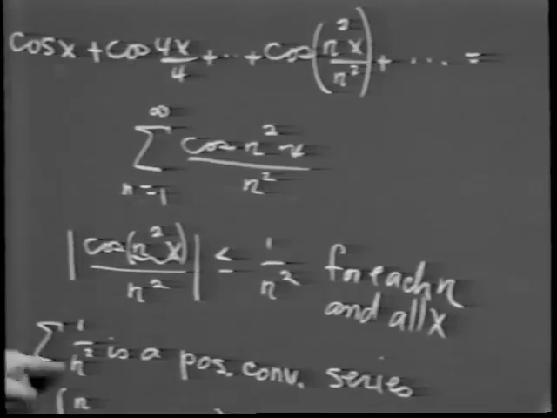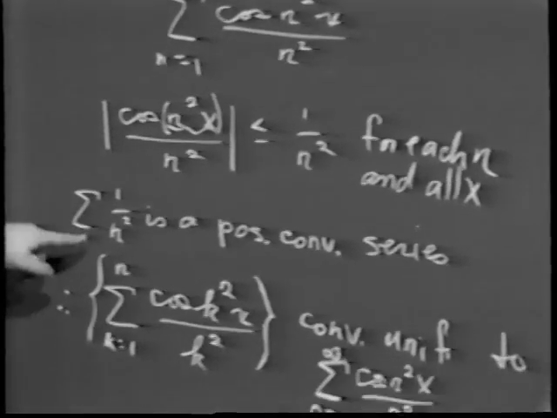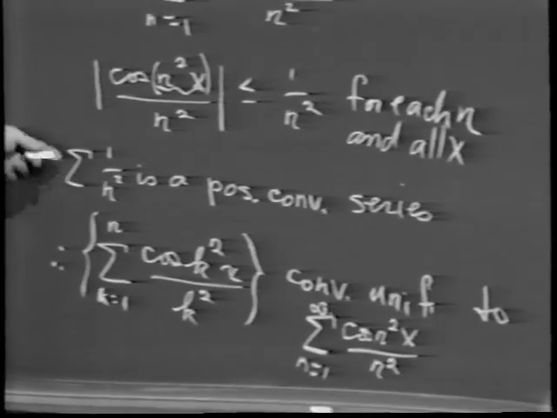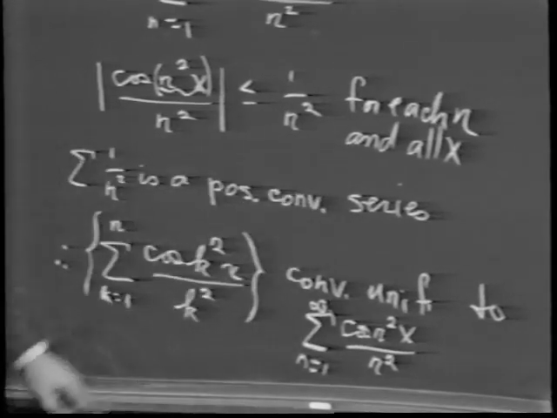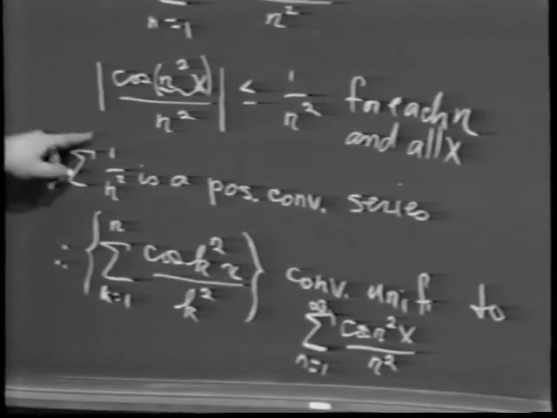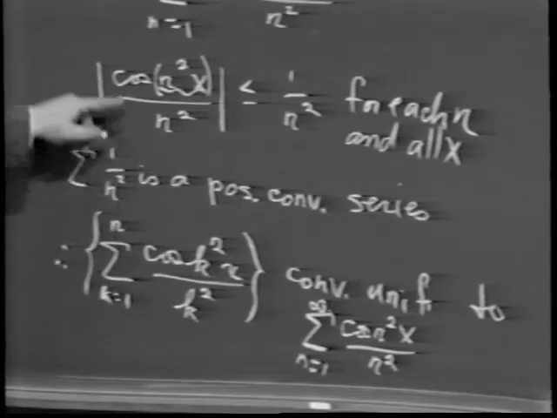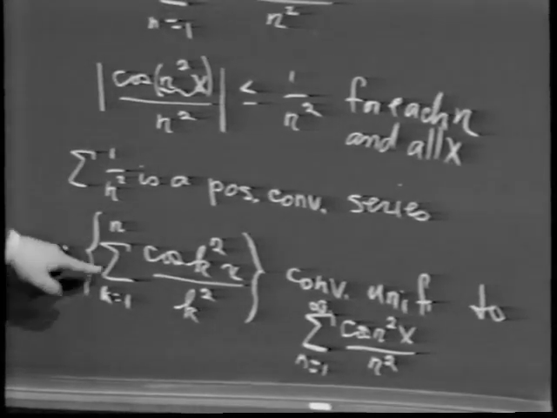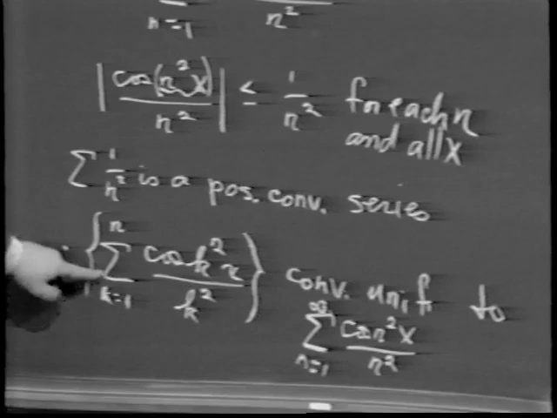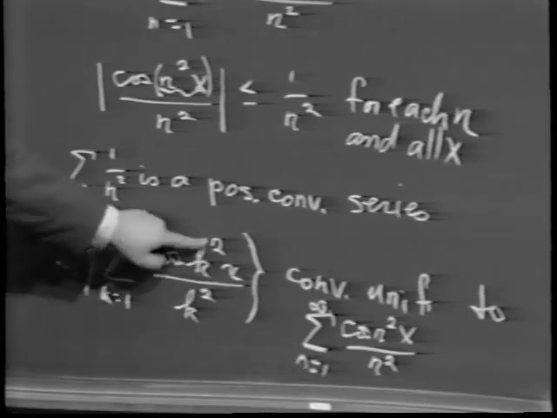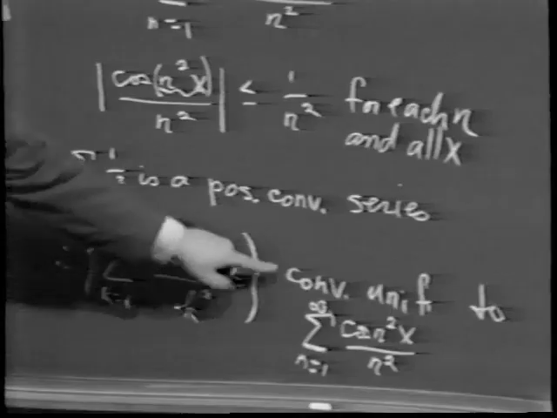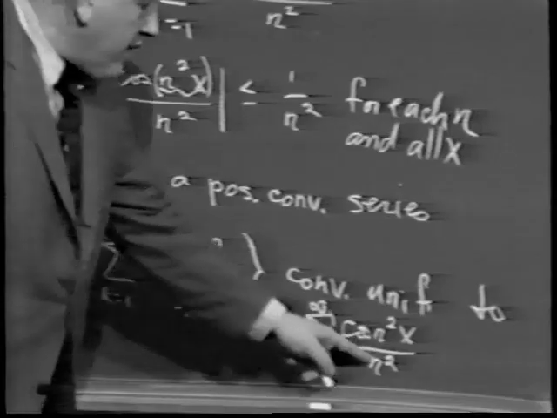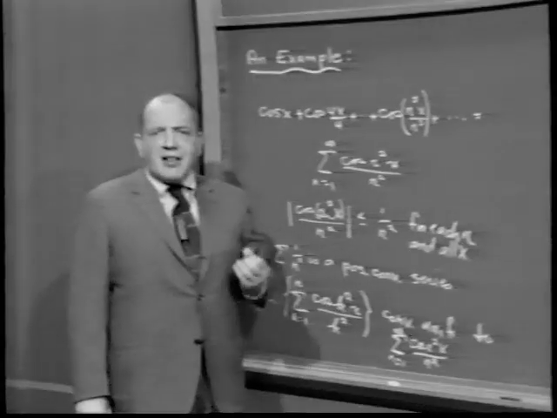On the other hand, we already know, in particular by the integral test, that summation n goes from 1 to infinity or 0 to infinity of 1 over n squared is a positive convergent series. Consequently, by the Weierstrass M test, this series here is uniformly convergent, which again means what? That the sequence of partial sums, namely sum k goes from 1 to n, cosine k squared x over k squared, converges uniformly to summation n goes from 1 to infinity, cosine n squared x over n squared. That's how the test works.